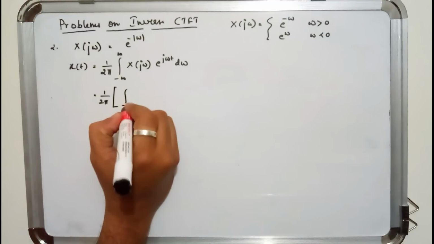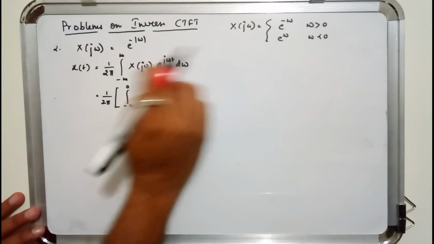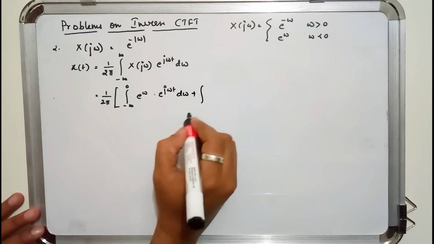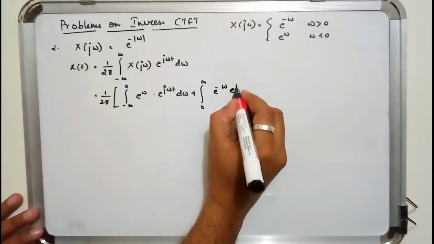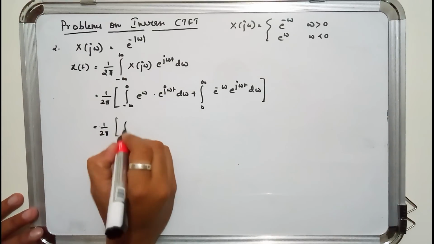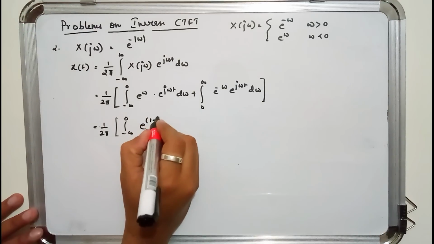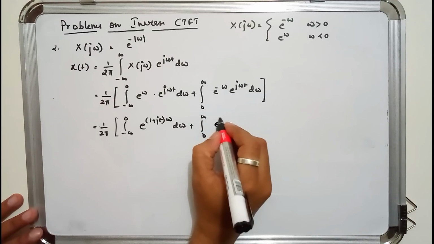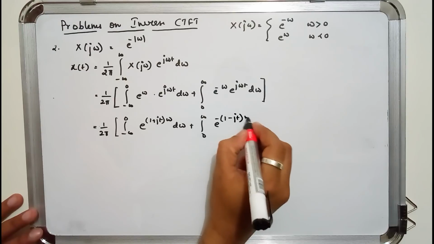I can split this integral for negative values of ω, that is ω less than 0, so minus infinity to 0. In that range X(jω) is e^(ω) into e^(jωt) dω, plus for positive values of ω, that is 0 to infinity, X(jω) is e^(-ω) e^(jωt) dω. So if you integrate this, it will be minus infinity to 0, e^((1+jt)ω) dω, plus 0 to infinity, e^(-(1-jt)ω).